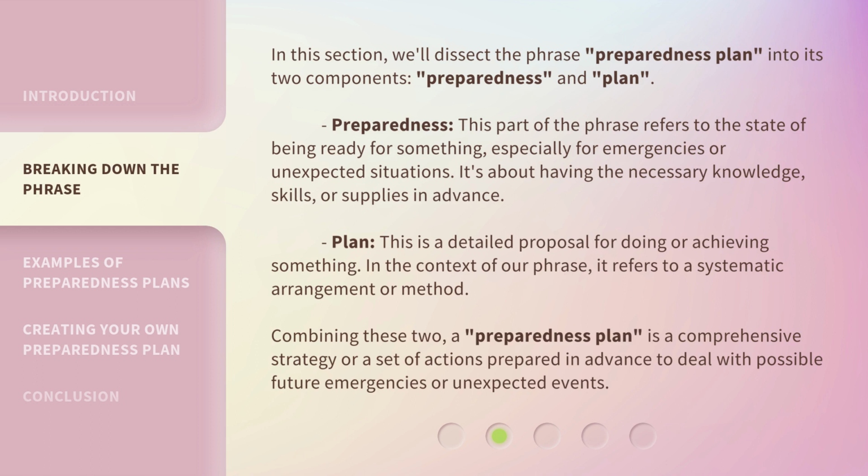Plan, this is a detailed proposal for doing or achieving something. In the context of our phrase, it refers to a systematic arrangement or method. Combining these two, a preparedness plan is a comprehensive strategy or a set of actions prepared in advance to deal with possible future emergencies or unexpected events.